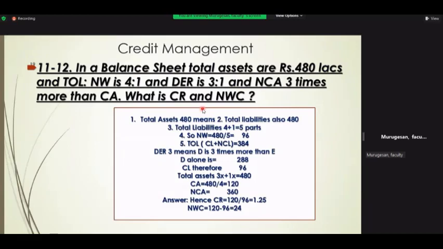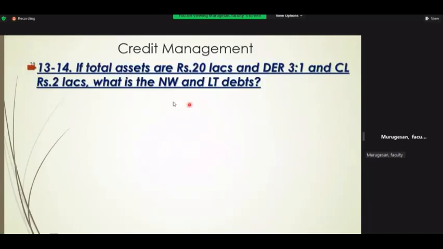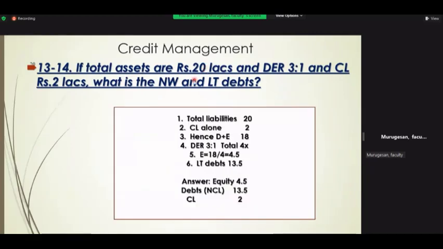Now 12 is over. 13, 14, 2 questions are asked. Total assets are 20. We'll first understand the steps. Total assets 20 means total liability also 20. You need not say it indirectly; they are telling.